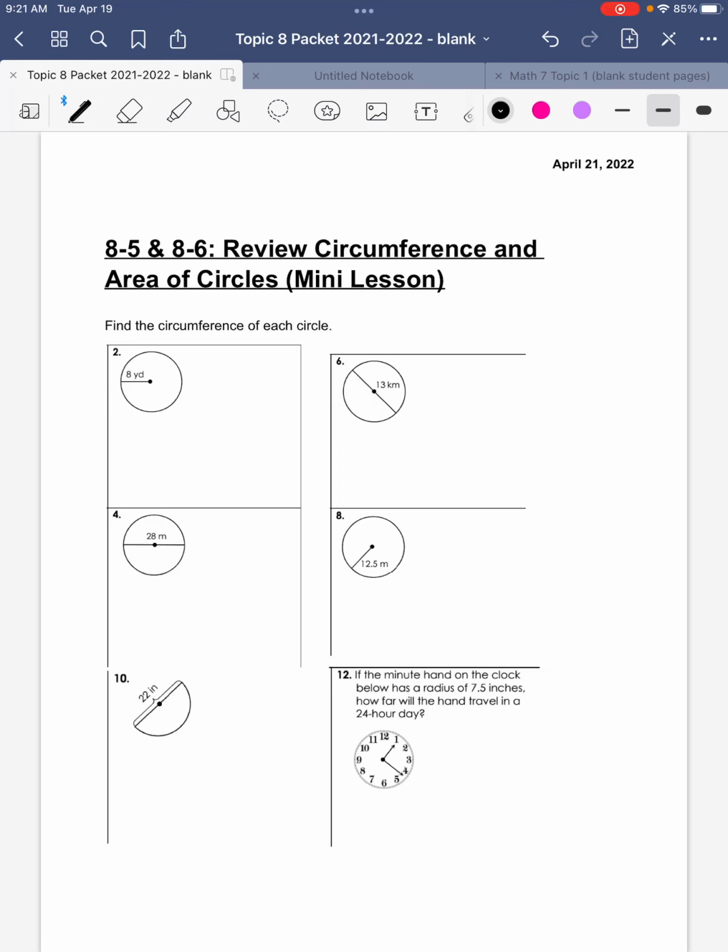Hey y'all, today is April 21st and we are doing a mini lesson to review lesson 8.5 and 8.6. Now remember 8.5, we talked about circumference of a circle, and in 8.6 we talked about area of a circle. So on this first page of our little mini lesson, we are going to find the circumference of each circle.